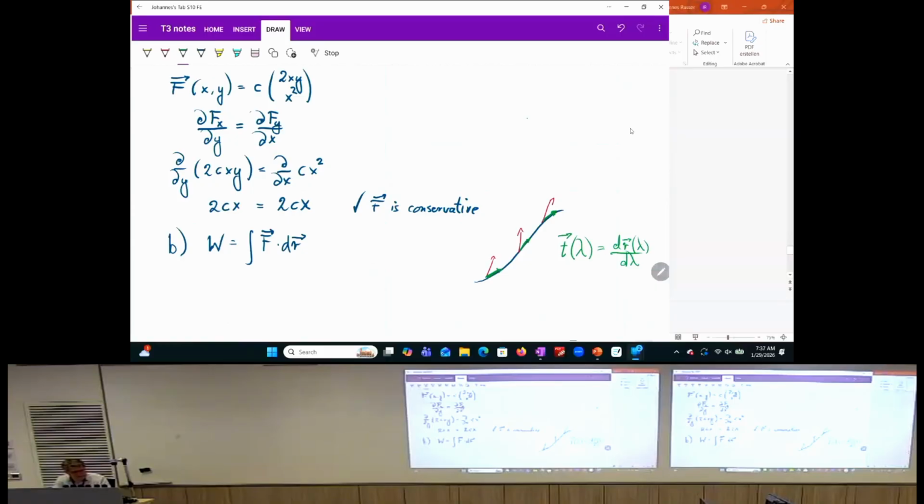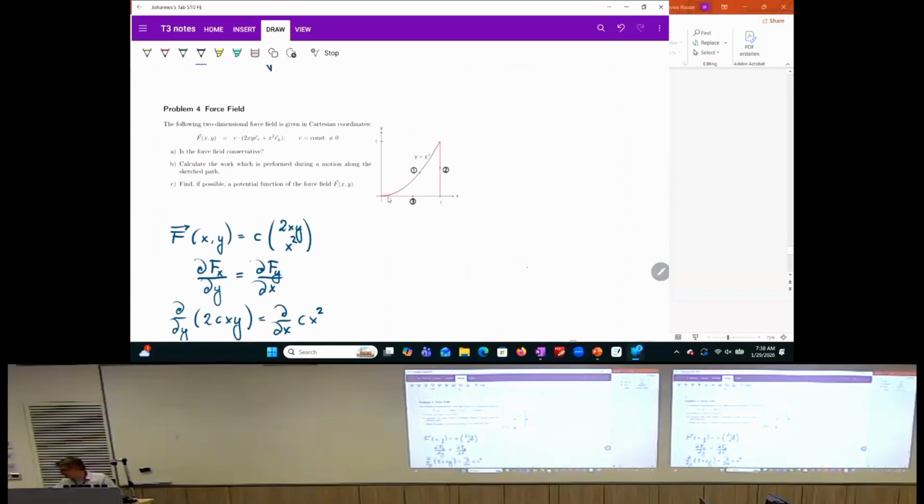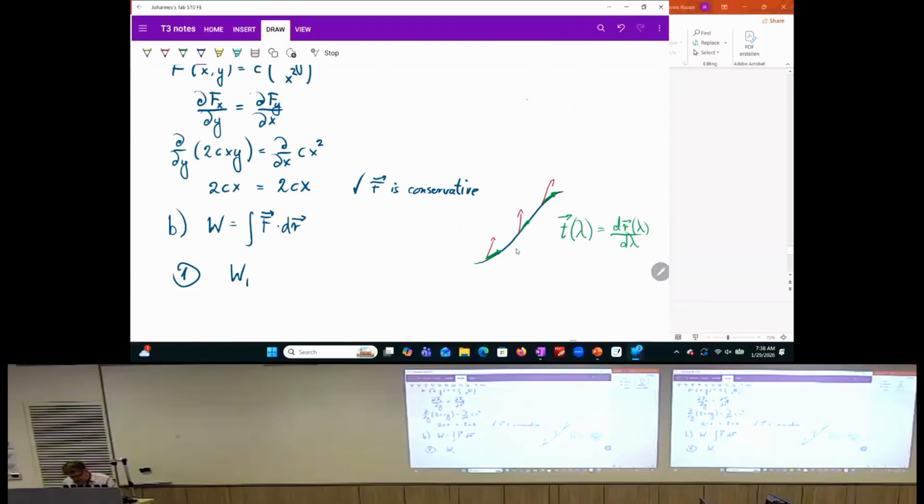Then we go about our first line segment, this one here, where y is equal to x squared. We denote the work that has to be put in, or which is being extracted, depending on what the result will be here, as W1. Accordingly, for the second stretch it will be W2 and W3 for the third stretch.